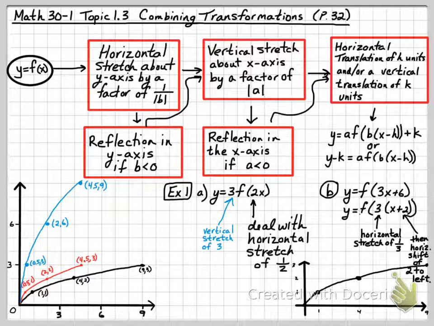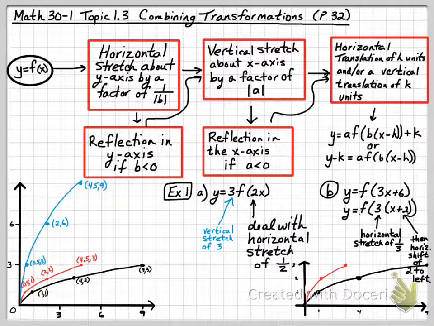Now what I'm going to do is first of all do my horizontal stretch of 1/3. So my first point, instead of being at 1, 1, is going to be at 1/3 and 1. That's that point there in red. The next point, instead of at 4 and 2, is going to be at 4/3 and 2. And the last point, instead of being at 9, 3, well, 9 divided by 3 will give me 3, so it's 3, 3. So in red, if I join the dots, there's my transformation of my horizontal stretch of 3.